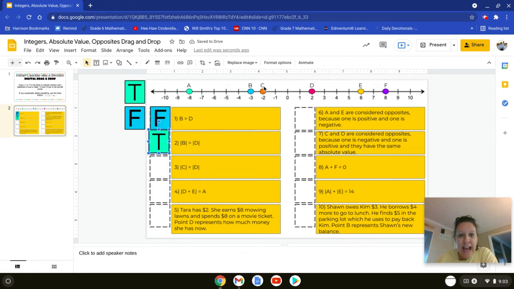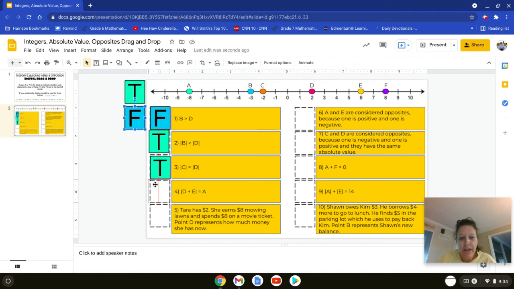The next one says, does the absolute value of C equal the absolute value of D? That is true because -2 is the same number of spaces away from 0 as +2. See why we're going over this together? All right, so that is true. The next one, D plus E is 8. And the absolute value of 8 is 8, not -8. So this one is false.